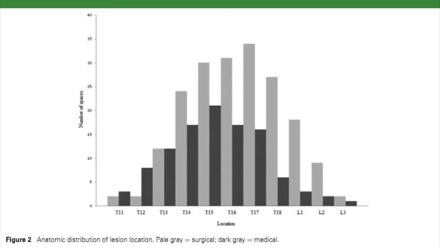Okay. And then this is just from one of the scientific papers, showing the distribution. The pale gray are horses that were treated surgically. The dark gray are ones that were treated medically. The main reason I put it in there is just showing the vast majority of the kissing spines are usually from like T14 to about T18 or so, somewhere around there. So that's a real common spot. Happens to be right where your saddle sits. So you're sitting right on top of that region.